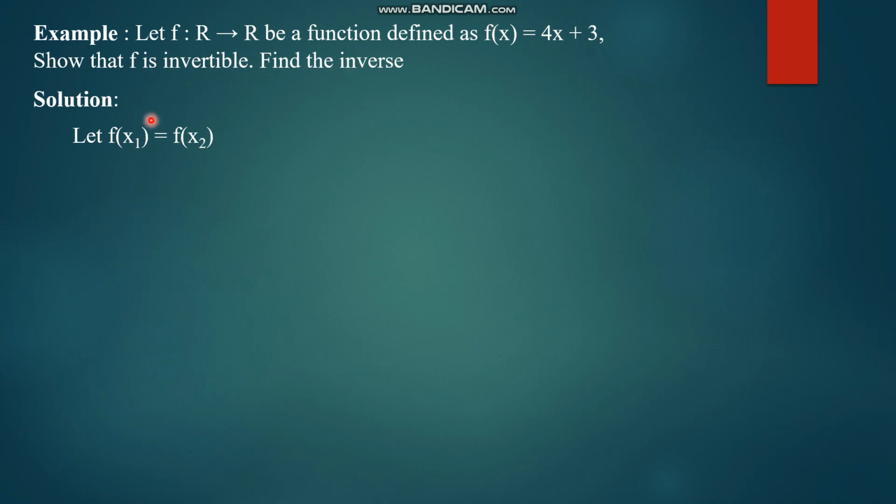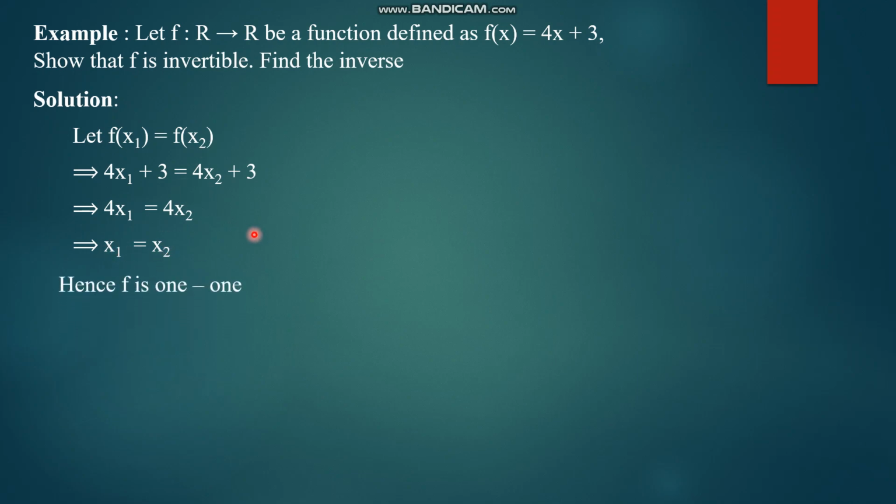How will we start for 1-1? f of x1 is equal to f of x2. We know that f of x is 4x plus 3. So f of x1 is 4x1 plus 3. f of x2 is 4x2 plus 3. We can cancel 3 and 3. So we will get 4x1 is equal to 4x2. Again we can cancel 4 and 4. We will get x1 is equal to x2. So we have taken f of x1 is equal to f of x2, and we have proved x1 is equal to x2. Therefore f is 1-1.